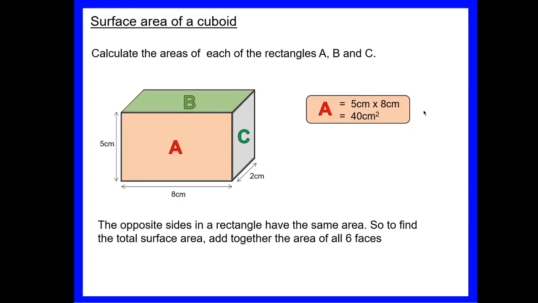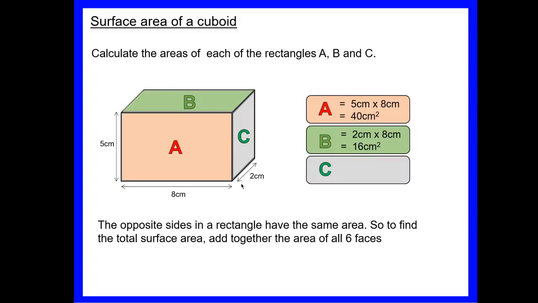Then we can do B. So for B then, we've got this same length here. So we're looking for ones that are parallel, so that's 8. So this is 8 long. And we need this width here. Again, we look for a value that's parallel. So this one is 2 centimetres. So this one must be 2. So we'll do 8 times 2, which is 16 centimetres squared.